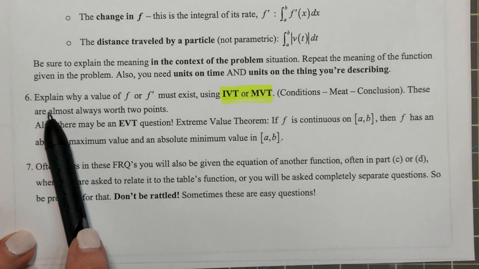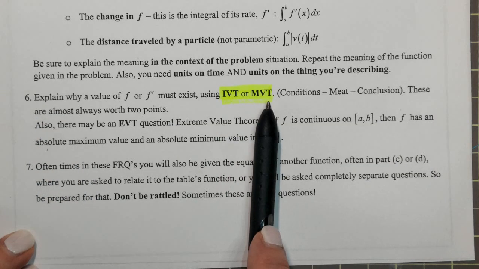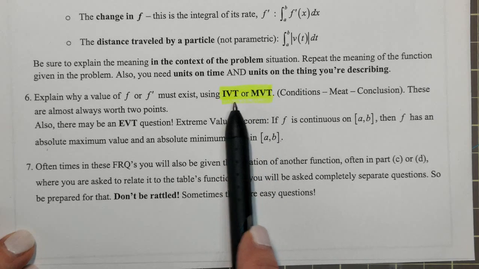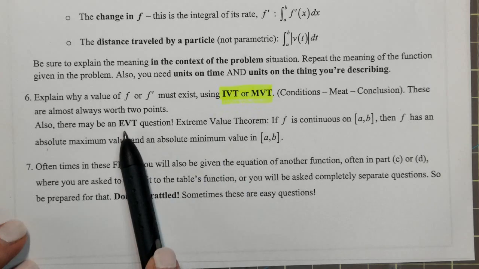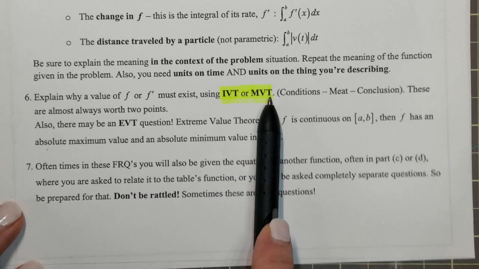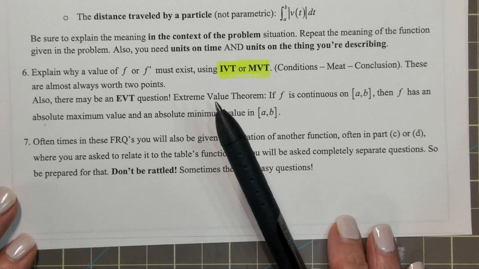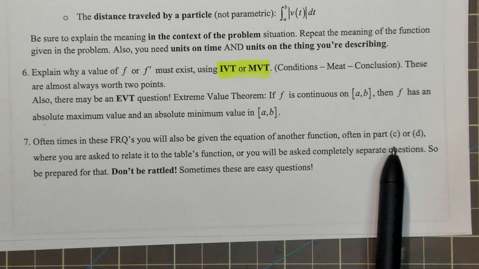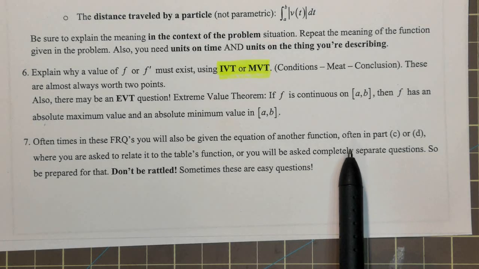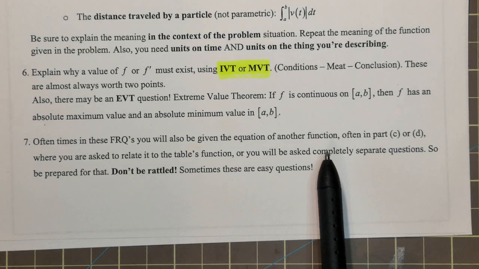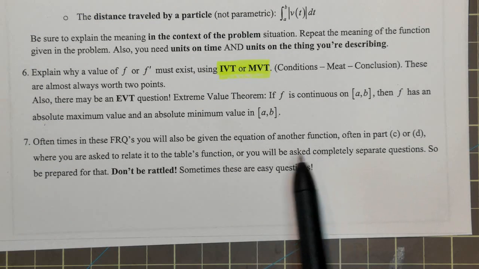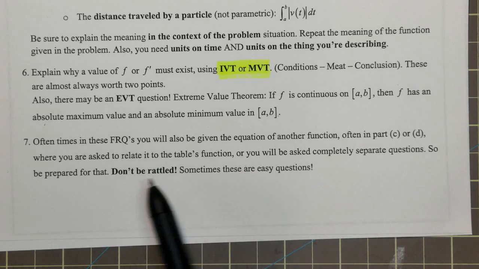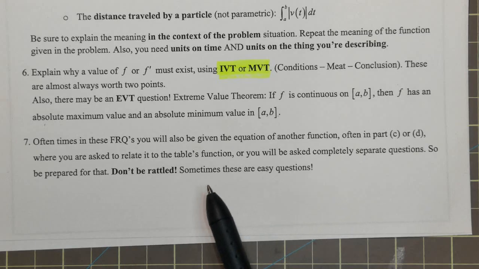Okay. Use IVT or MVT. If you're given a table, prime opportunity for them to ask you IVT or MVT. There might also be an EVT question, but IVT and MVT, those are more prevalent. Okay, and be ready to get a different function in part C or D. They might give you another function, a third thing or second thing. So that might be a completely different type of question. So just don't be rattled. Just do what they tell you to do.